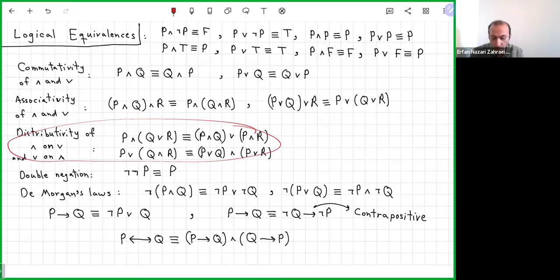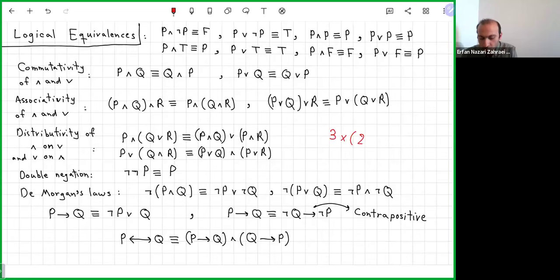These ones, again, don't memorize them as a formula, memorize them as a property. It's distributivity of and on or, and also distributivity of or on and. What was distributivity? You have seen distributivity before, even in high school. For example, multiplication is distributive on addition for real numbers. When you have 3 times 2 plus 5, you can write this as 3 times 2 plus 3 times 5. That's exactly what we are doing.